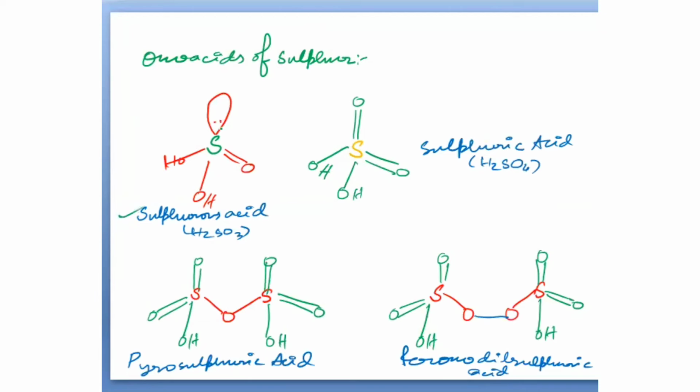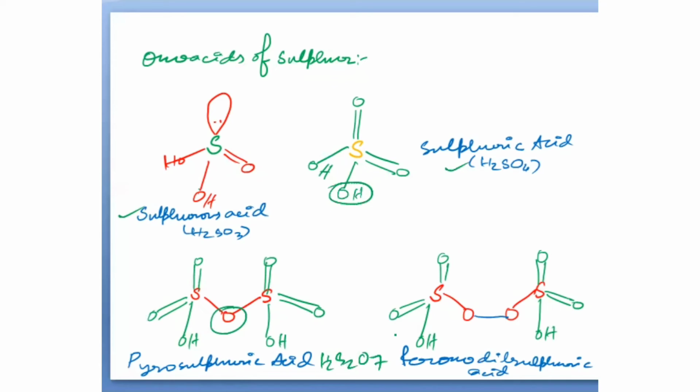As you can see, here it has a lone pair on the upper side, and one side is OH and double bond O. Now in the next acid, H2SO4, the lone pair is replaced with a double bond O, and the rest are the same. Next is our pyrosulfuric acid. In pyrosulfuric acid, one of the OH of the sulfuric acid gets dehydrated and forms a bridging oxygen, so it forms our pyrosulfuric acid, that is H2S2O7.